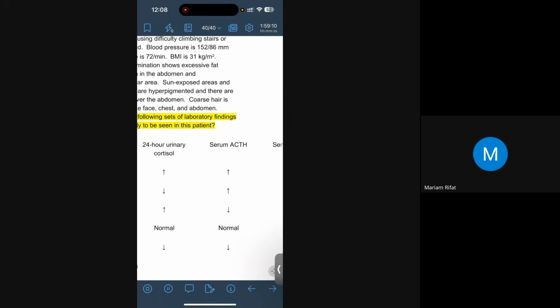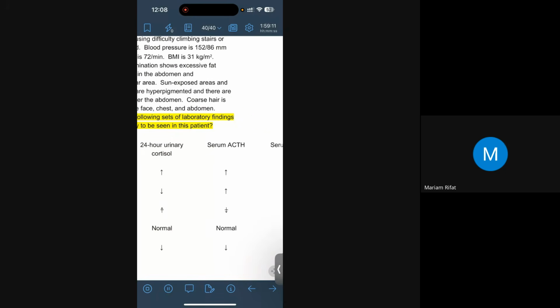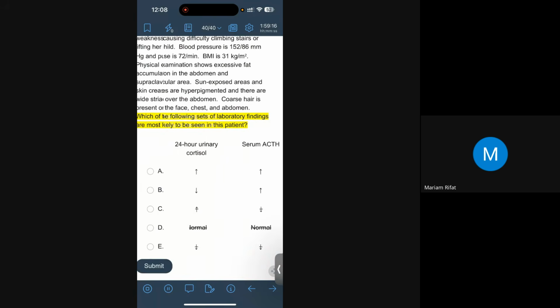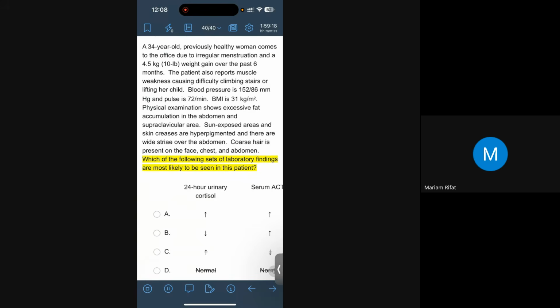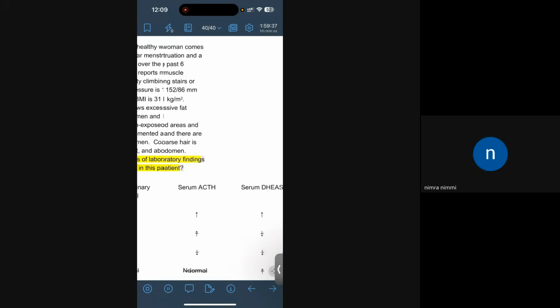So options C, D, and E are eliminated. Now we are left with A and B. Are the symptoms of skin fragility, increased muscle weakness, and accumulation of fat in the abdomen and the supraclavicular area symptoms of increased cortisol or less cortisol? Increased cortisol. Option B is also eliminated.